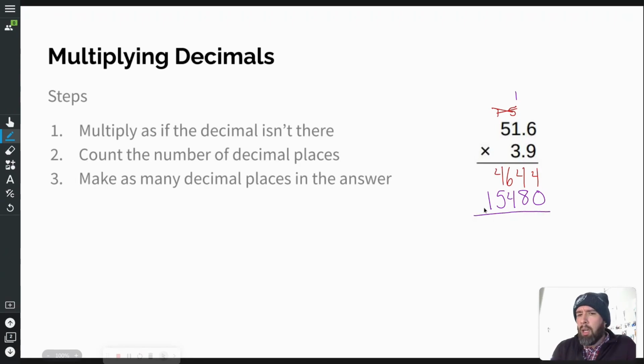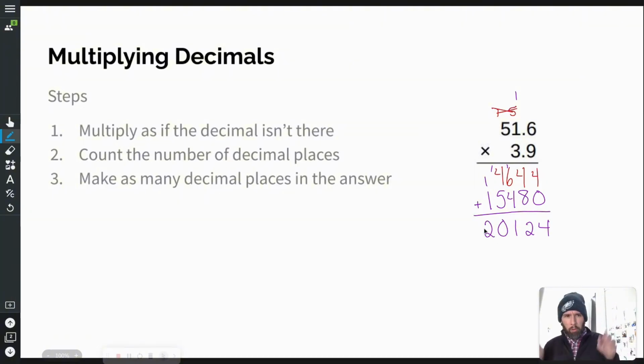So let's do the old addition spot. 4 plus 0 is 4. 4 plus 8 is 12. Carry the 1. 1 plus 6 is 7. 7 plus 4 is 11. Carry the 1. 1 plus 4 is 5. 5 plus 5 is 10. 0. Carry the 1. 1 plus 1 is 2. All right, so I did it.